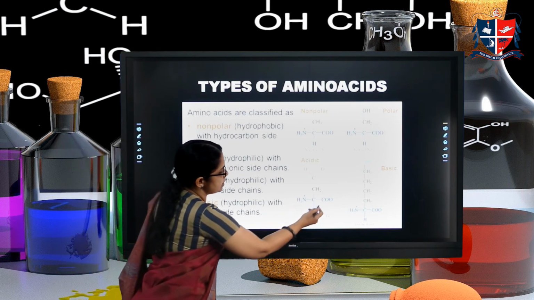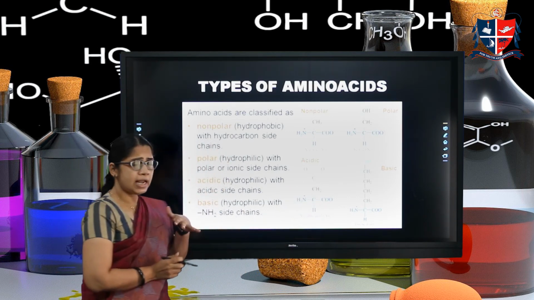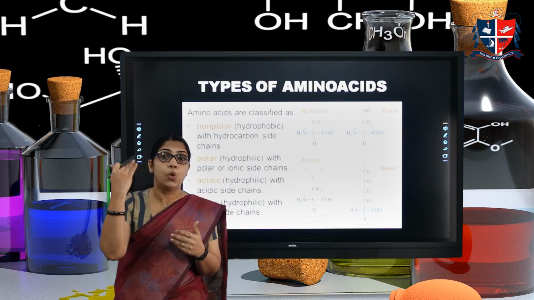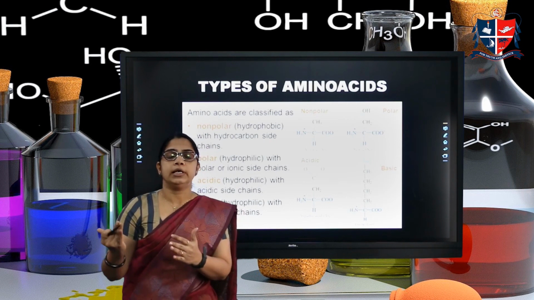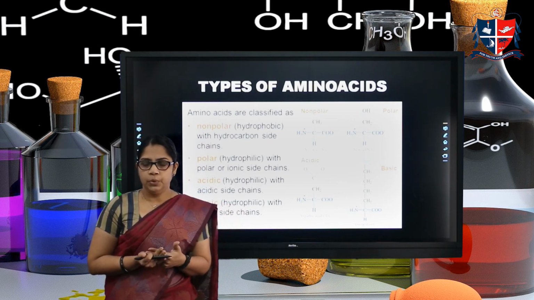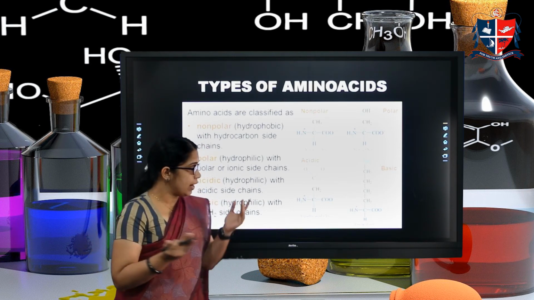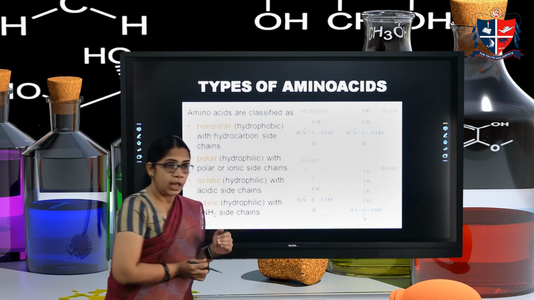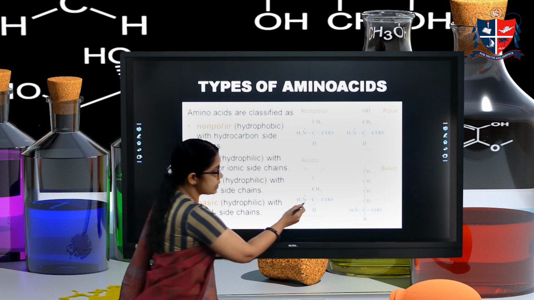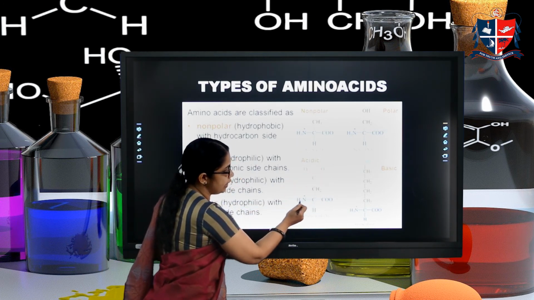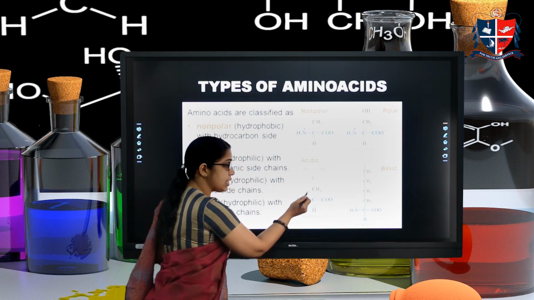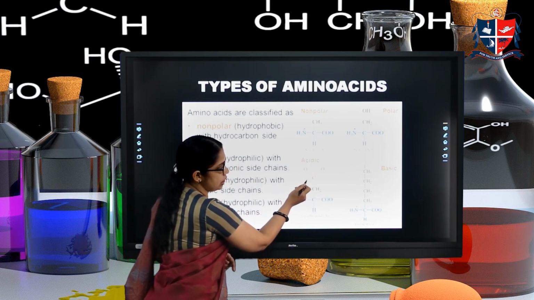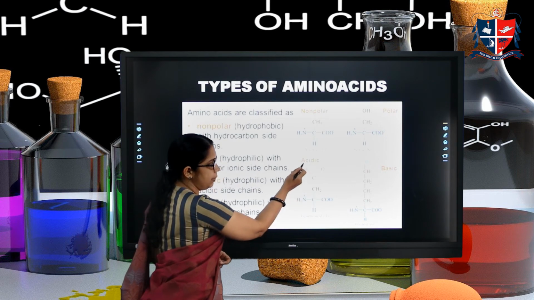So this is an acidic amino acid. A simple definition: in the case of an acidic amino acid, it contains 2 or more COOH groups. That is, 1 COOH and 1 NH2 are already there. In all the cases, 1 NH2 and 1 COOH, or 1 NH3 plus and 1 COO minus, is there. Besides that, if you can see 1 COO minus or 1 COOH extra, that means it is acidic.